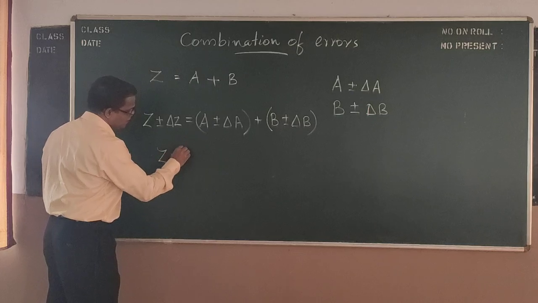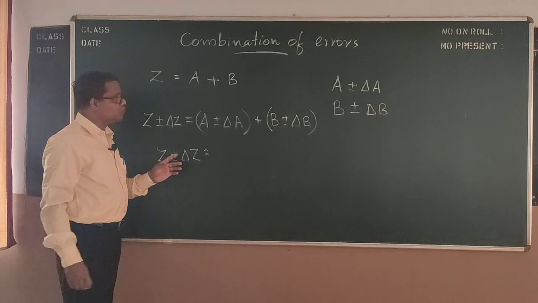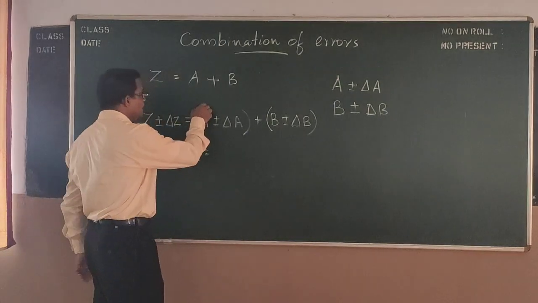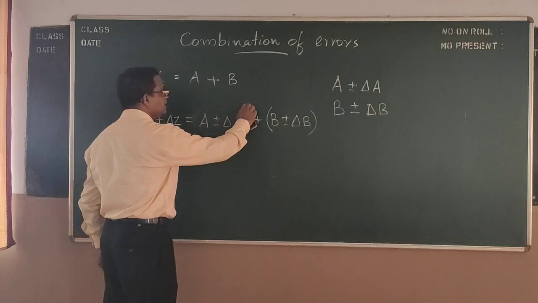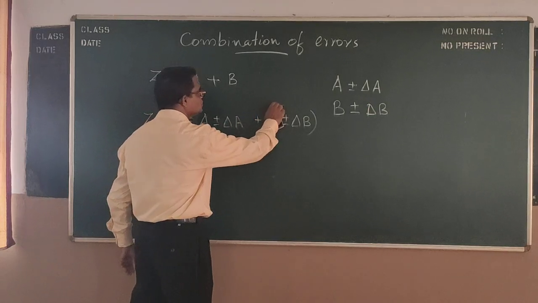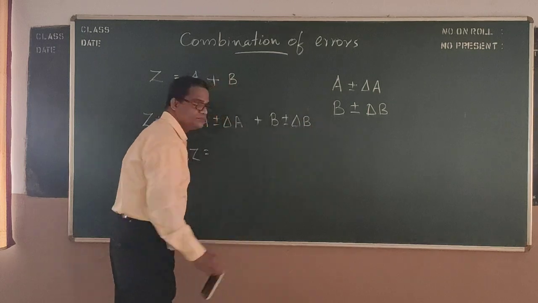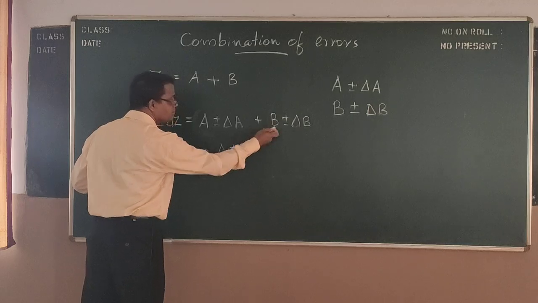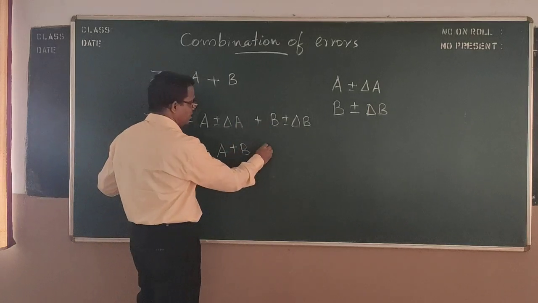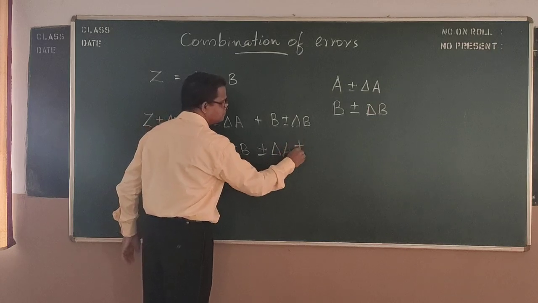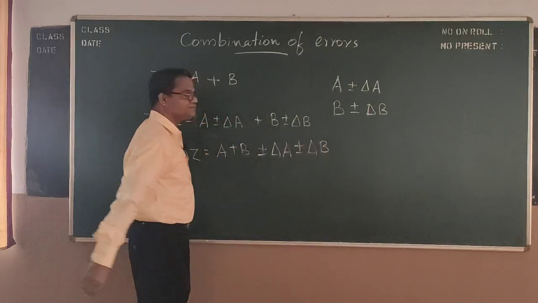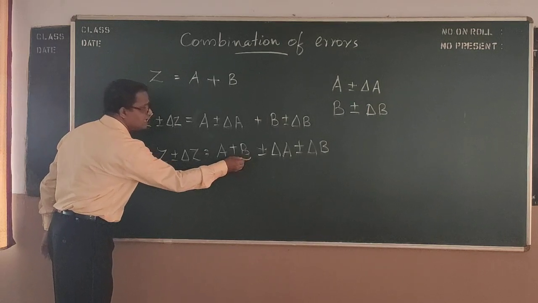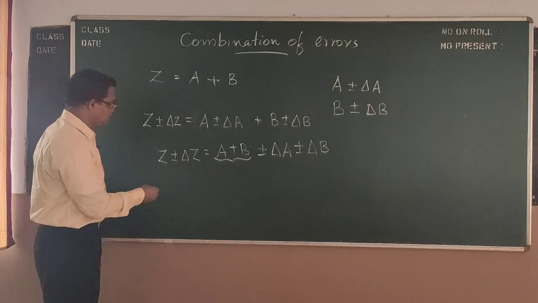So Z plus or minus delta Z therefore will be equal to, being a simple addition process, I can remove the bracket directly. There is no difference at all. Okay. And I can rewrite this as A plus B, taking these two together, plus or minus delta A plus or minus delta B. Now we know that this A plus B is nothing but equal to Z.